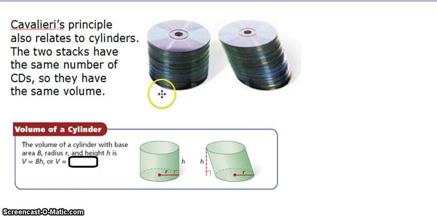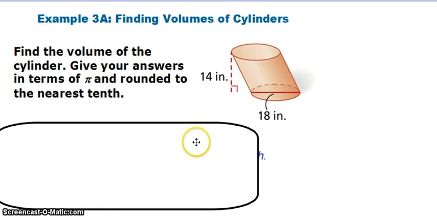Cavalieri's principle for prisms also relates to cylinders. So if we have a right cylinder where we have a right angle with the base and the height, and a kind of tilted cylinder, as long as we have the perpendicular height and the base area, we find that the volumes could be the same. If they have the same base area and the same height, the volumes are the same. So find the volume of this cylinder. Give your answer in terms of pi, and then round it to the nearest tenth.